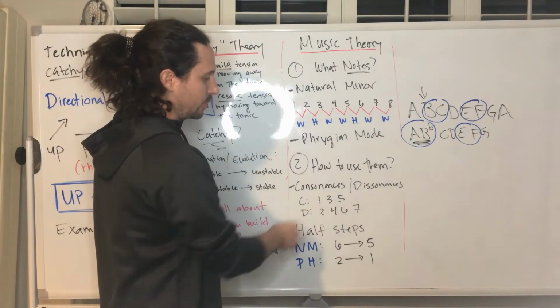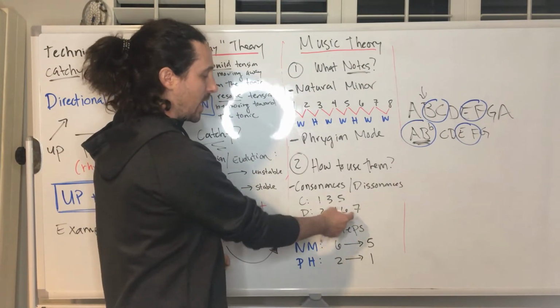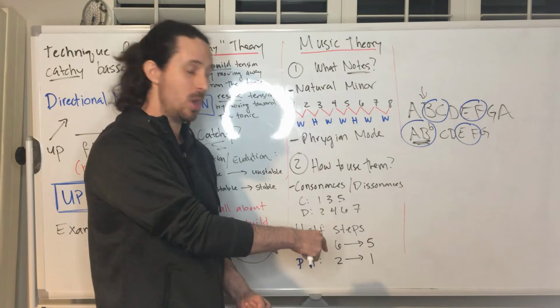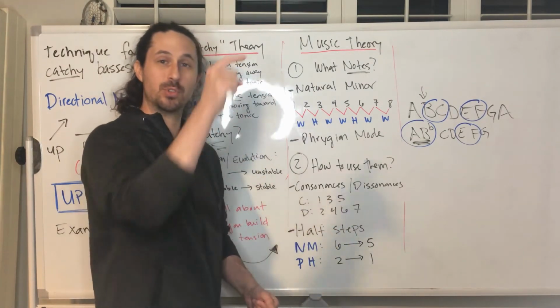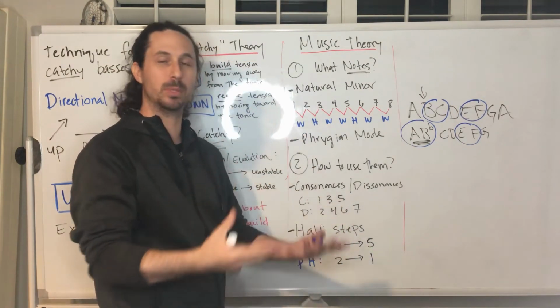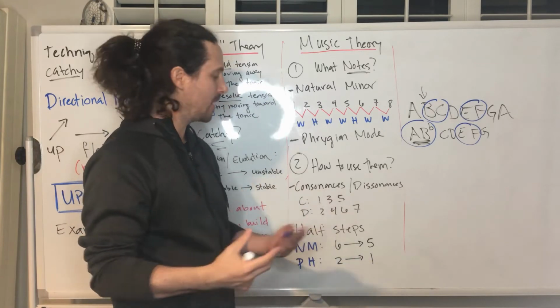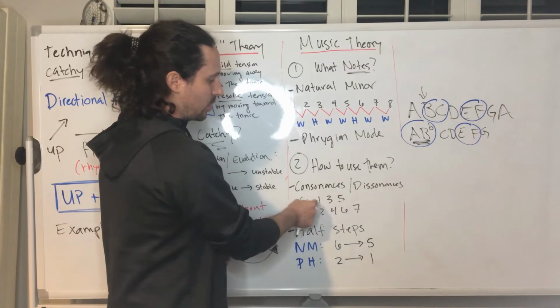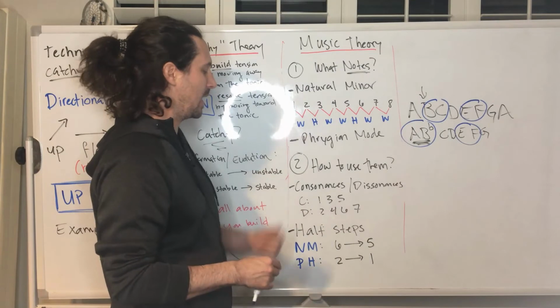So 2 wants to resolve to 3. In natural minor and Phrygian, where does 6 want to resolve to? Well, 6 is only a half step above 5, so it wants to resolve to 5. So if you play with that natural resolution, it's going to feel good. And 7 wants to go to 1, okay, in both Phrygian and natural minor.